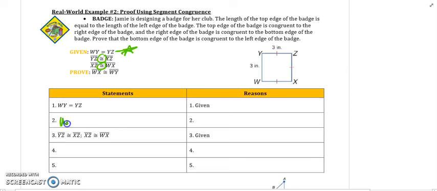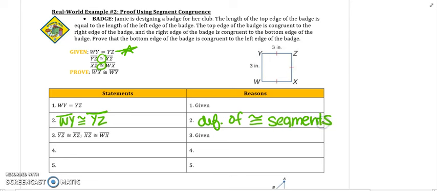How do we swap it over from congruent to equal? Well, remember, segments are always congruent, which means I should have my segment bar. The measure is what's equal. But whether I'm going from congruent to equal or equal to congruent, it's the definition of congruent segments.